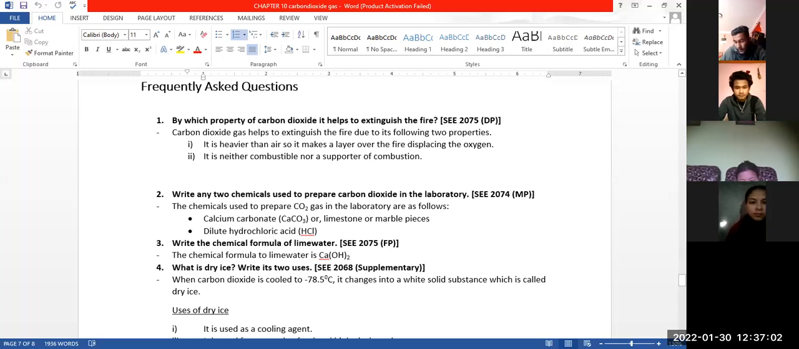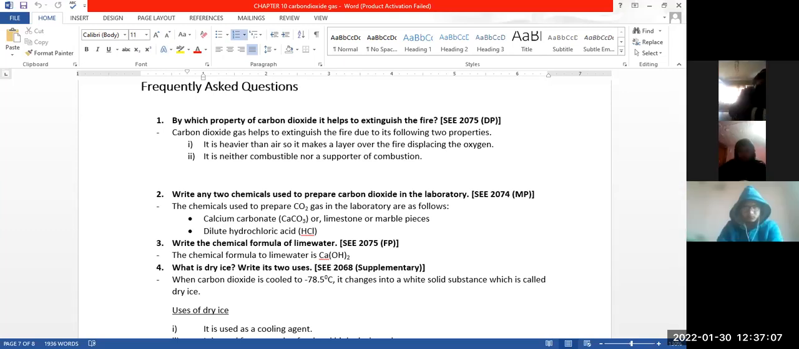Next is, write the chemical formula of lime water. Very simple question. The chemical formula of lime water is Ca(OH)2. Similarly, the question can be asked: write the formula of carbon dioxide, write the formula of calcium carbonate, and so on.